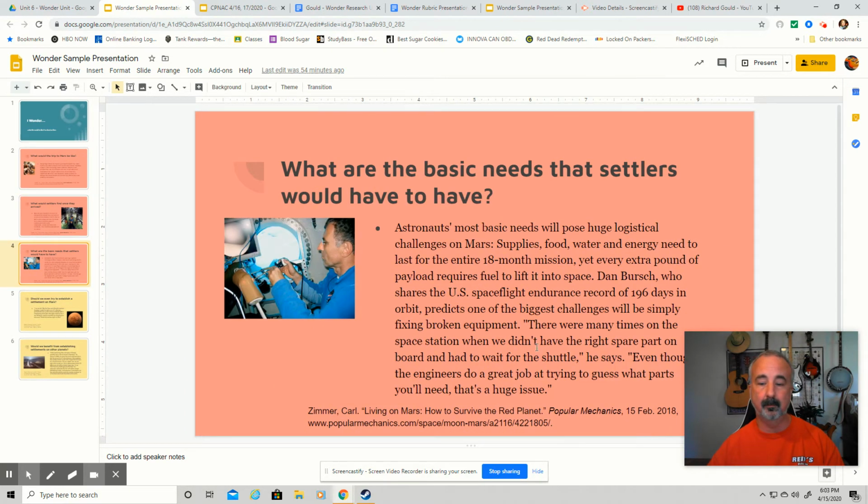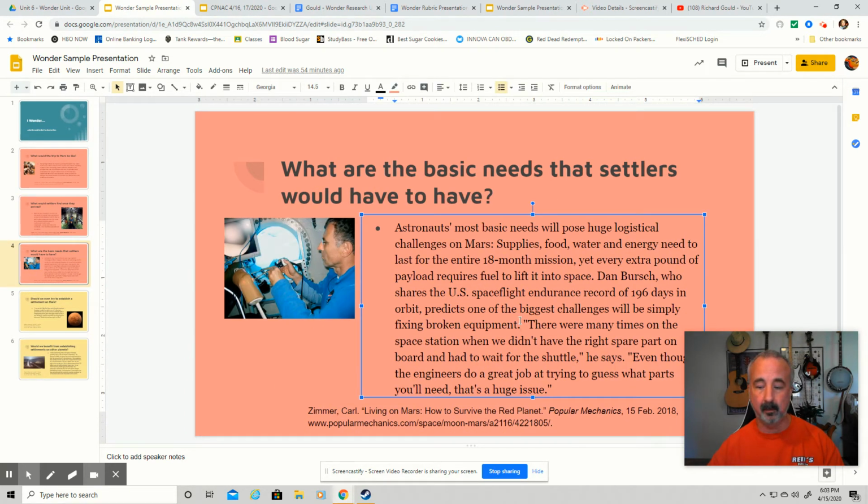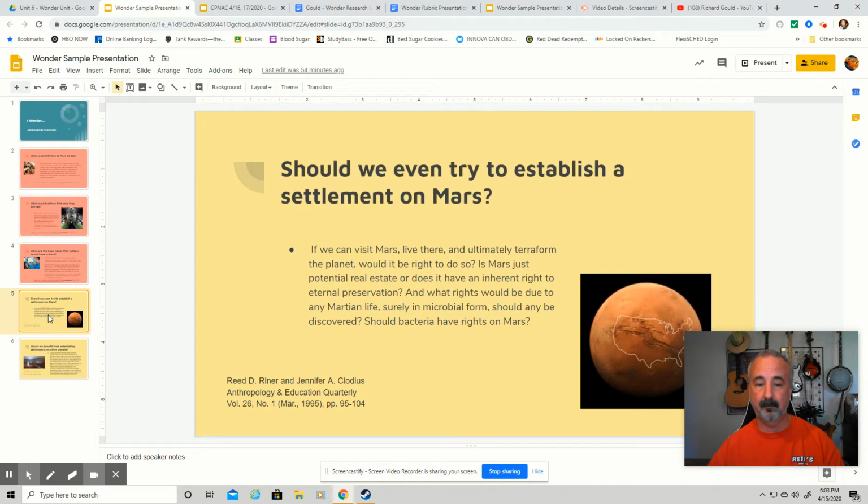Same thing with the third one. I have a passage, I don't necessarily read it, but I go beyond it, I analyze it, and I explain what it means. Then I move on to my second source. The second source was from Google Scholar, and remember, you have to have 2 of your articles from scholarly databases like BadgerLink or Google Scholar. This one was by Reed Reiner and Jennifer Claudius from Anthropology and Education Quarterly, and it was cited appropriately.